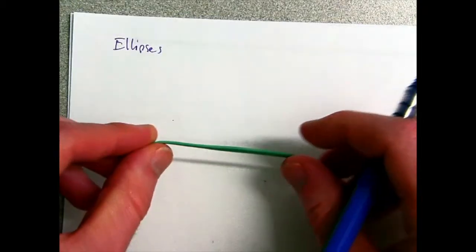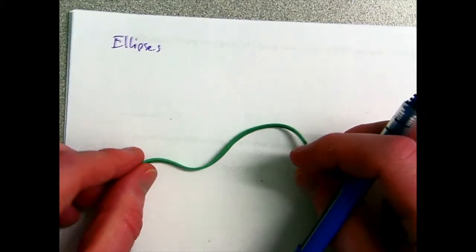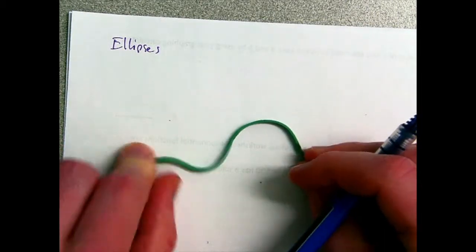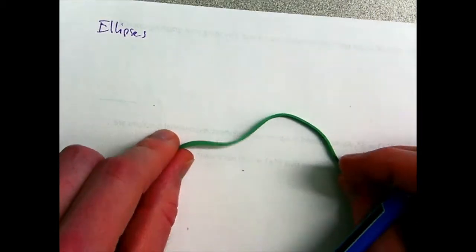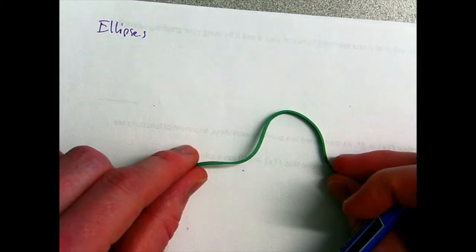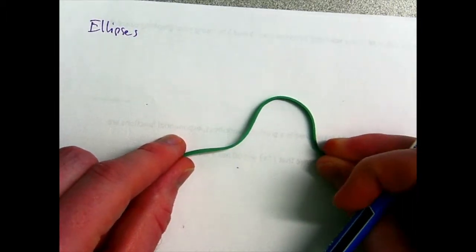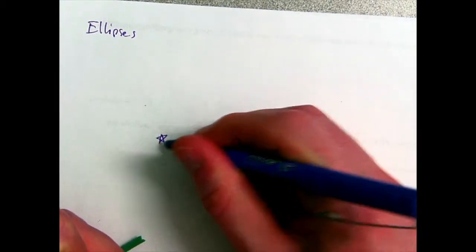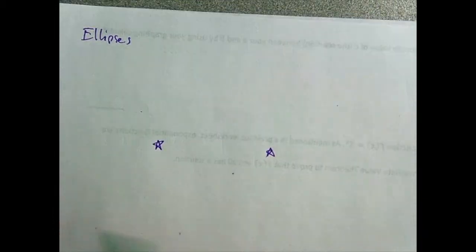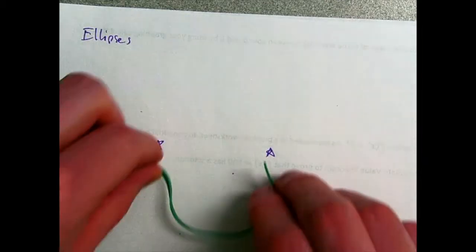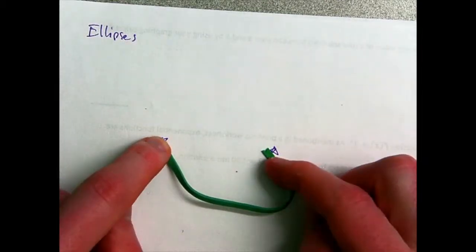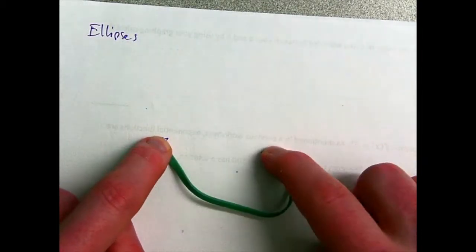And let's suppose that you have a piece of string like this. It's actually an elastic, but I'm going to pretend that it is a piece of string that cannot be stretched. And let's suppose that you nail the two ends of the string at some points. So maybe right here and right here. And what you do is you just nail the ends of the string at those points. So the ends of the string are fixed right there.